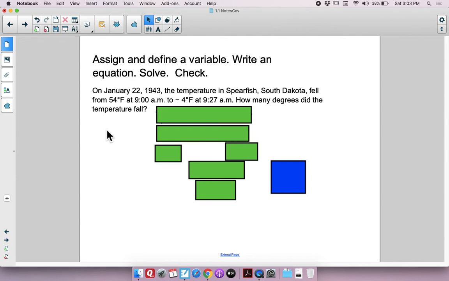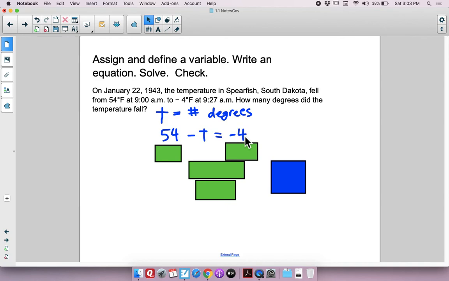Okay, so what's unknown? The number of degrees that the temperature fell. So I use T. T is kind of a tough one. Sometimes it's hard to tell exactly what a T looks like. But anyway, I went with T for temperature. So what would your equation be? Well, one way to set it would be 54 minus the drop equals the resulting temperature.